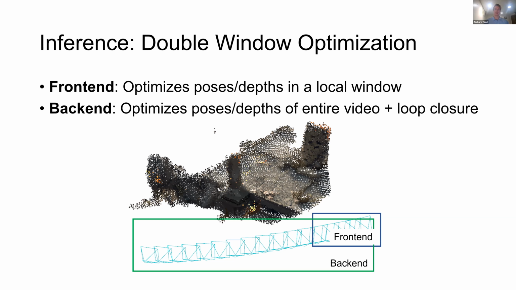The back end is optimizing over the poses and depths of the entire video jointly. And this back end is able to actually perform loop closure because if we revisit an already mapped area, we can create these long range connections in this frame graph and estimate optical flow between frames that are spatially close but temporally very distant.